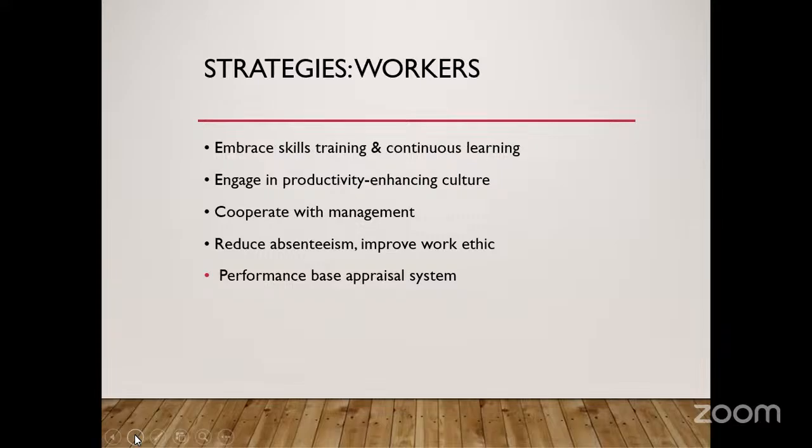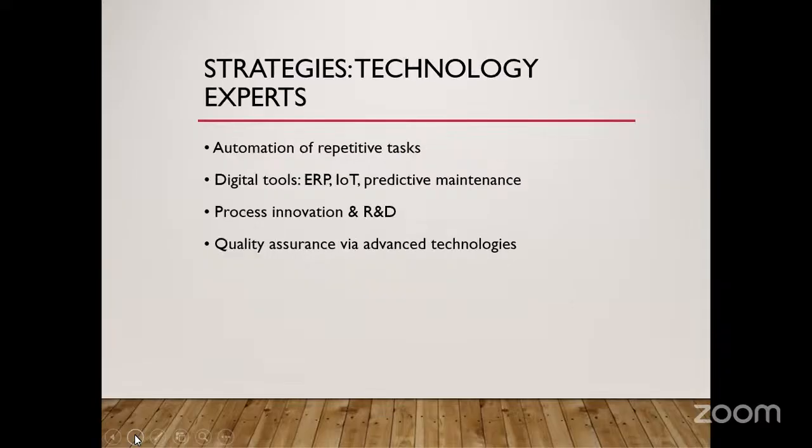And on the workers' side: embrace skill training and continuous learning, engage in a productivity-enhancing culture, cooperate with management, and improve work ethic. Also a performance-based appraisal system, as I mentioned previously. When it comes to technology experts: automation of repetitive tasks and digital tools, we can use ERP, also Internet of Things, and predictive maintenance. Also very important is R&D, research and development. As I mentioned, to improve human capital we need to invest in R&D and quality assurance via advanced technologies.